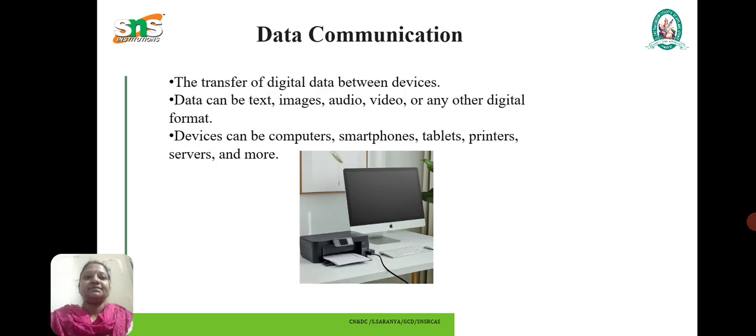Data communication is the process of transmitting digital information between devices. This information can be anything that can be represented in digital format, such as text, documents, images, audio recordings, video clips, and even complex data sets. The devices involved in data communication can be anything from a personal computer and a smartphone to a printer, server, and various industrial control systems.